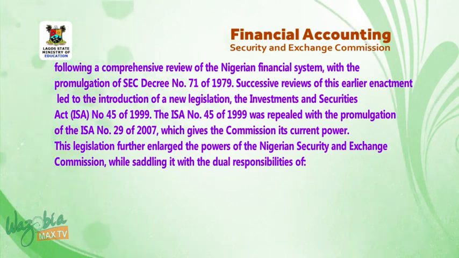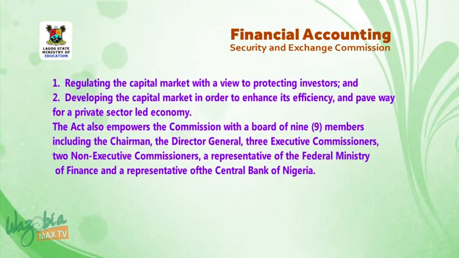Successive reviews of this earlier enactment led to the introduction of a new legislation, the Investments and Securities Act, ISA. ISA number 45 of 1999 was repealed with the promulgation of the ISA number 29 of 2007, which gives the Commission its current power. This legislation further enlarged the powers of the Nigerian Security and Exchange Commission while saddling it with the dual responsibilities of 1. Regulating the capital market with a view to protecting investors, and 2. Developing the capital market in order to enhance its efficiency and pave way for a private sector-led economy.